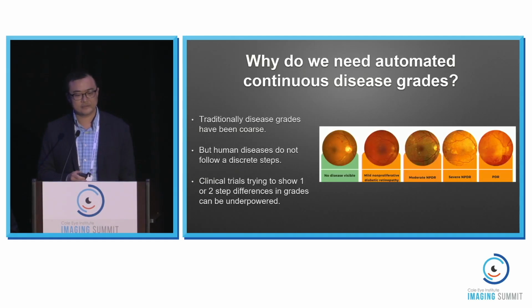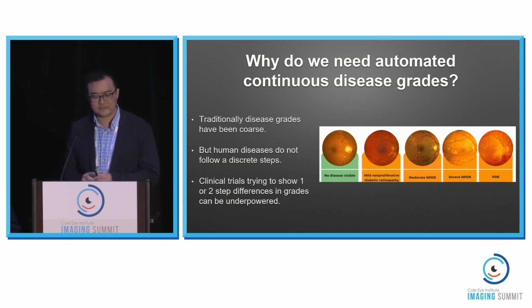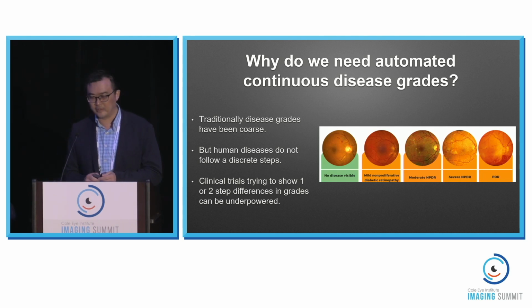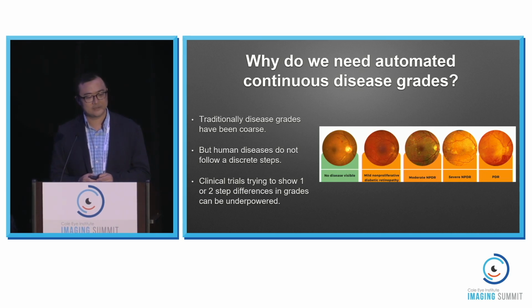These are my financial disclosures. So why do we need continuous disease grades? I've been asked this a couple times when presenting this work. Traditionally, disease grades have been fairly coarse, in my opinion. We take a disease that can span the spectrum of somebody's life and try to boil it down to 3 to 5 steps. But really, human diseases don't exist on discrete steps. They follow some sort of continuum. And on top of that, some of the clinical trials have tried to show a 1 or 2 step difference in grades, and they can end up being underpowered.